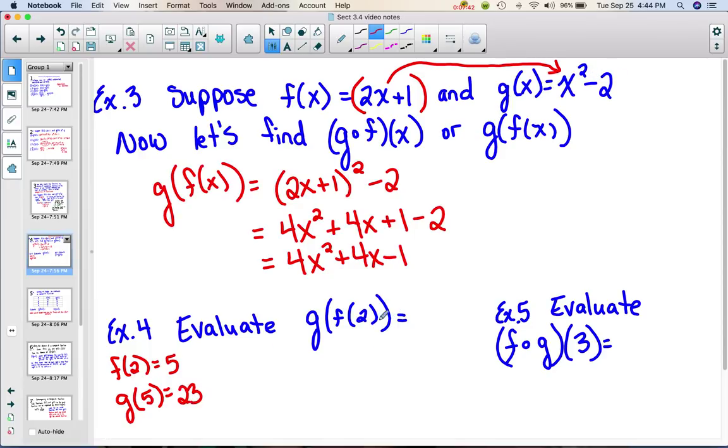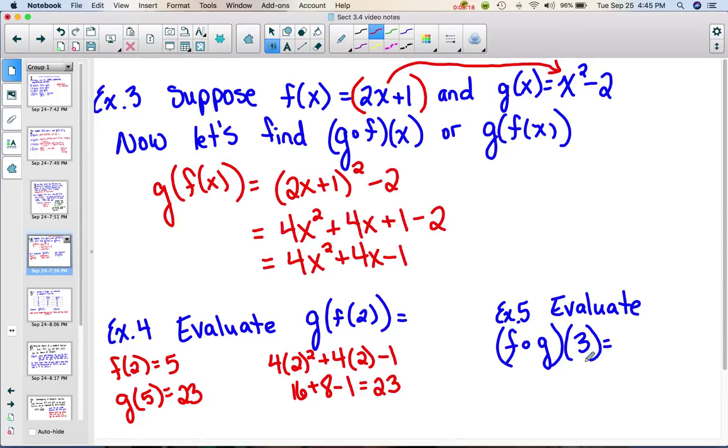But I want to show you something. We already evaluated g of f of x. So take the new function we have and actually plug in a 2 into that. 4 times 2 squared plus 4 times 2 minus 1. So here I'm going to get 16 plus 8 minus 1, which is 23. So I get the same answer. I can do it in 2 steps, or since I already created a new function previously, I could use my new function and plug that into that composite function.